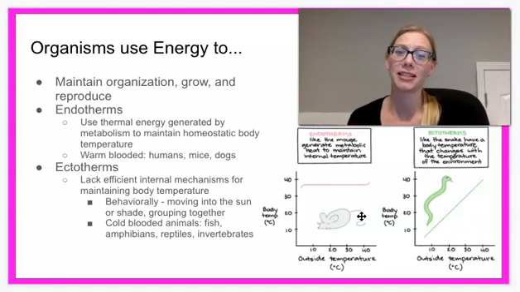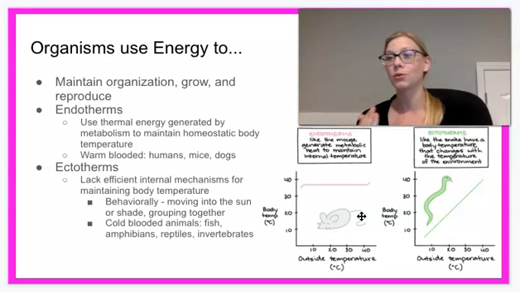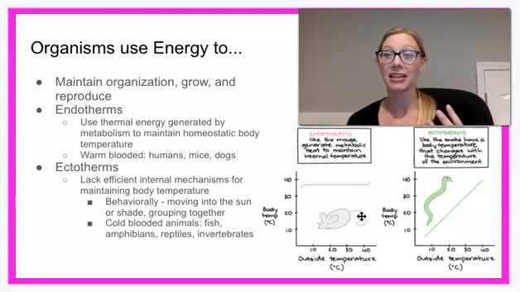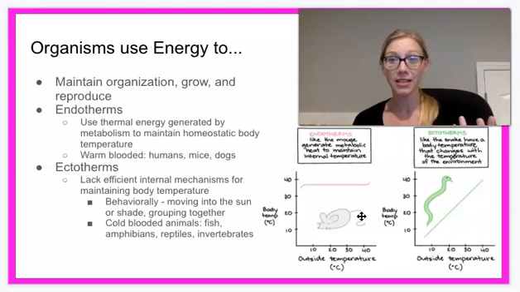Ectotherms, on the other hand, lack efficient internal mechanisms for maintaining body temperature. So they aren't able to control their own body temperature. So what does that mean? That means they either have to move into a different environment, maybe into the sun or into the shade, if they get too hot or too cool. Maybe they have to group together in order to maintain a body temperature that is functional for them.